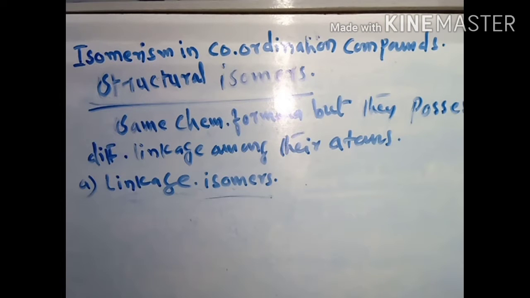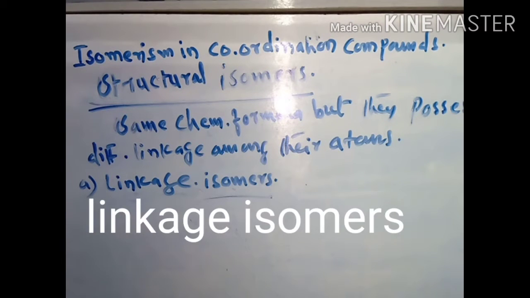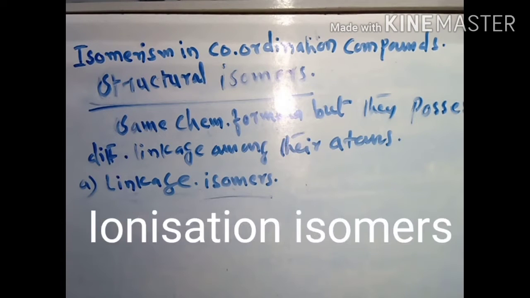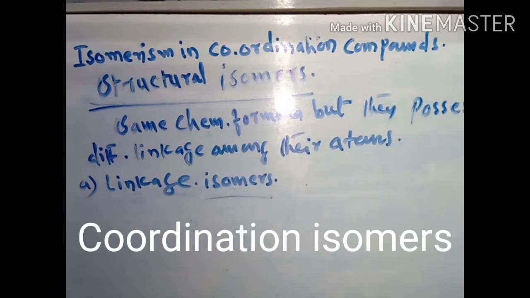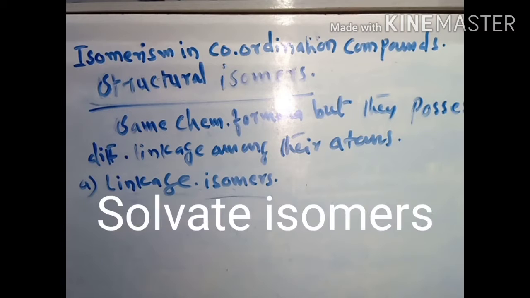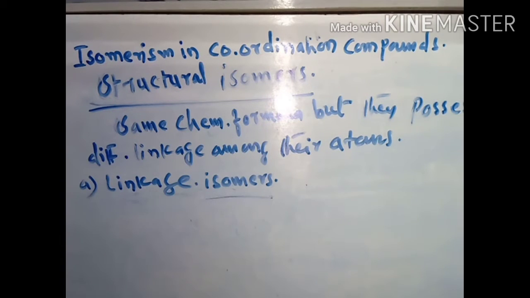Now the structural isomers are of four types, they are classified into four classes. The first one is the linkage isomers. Second one is the ionization isomers. Third one is the coordination isomers. And fourth one is the solvent isomers. Now we shall discuss one by one. First one is the linkage isomers.